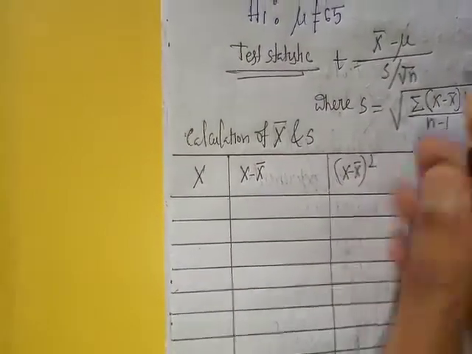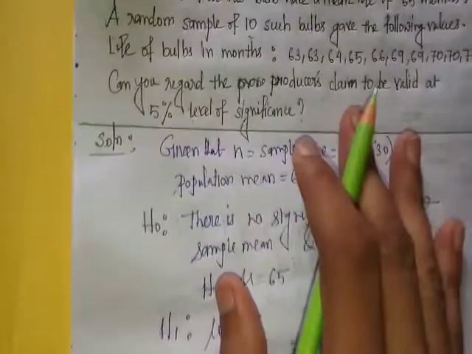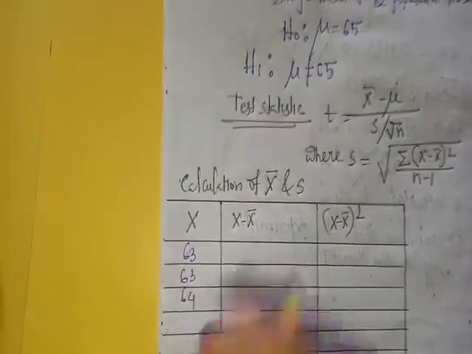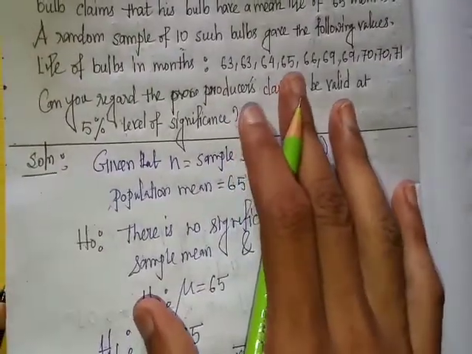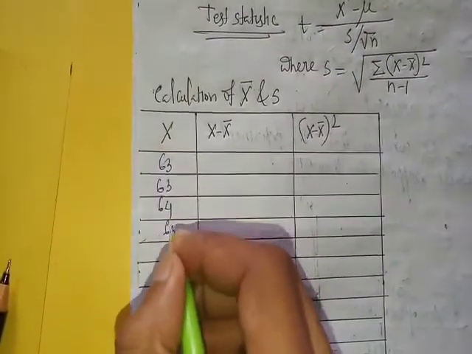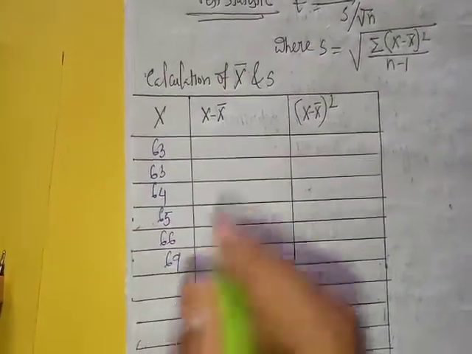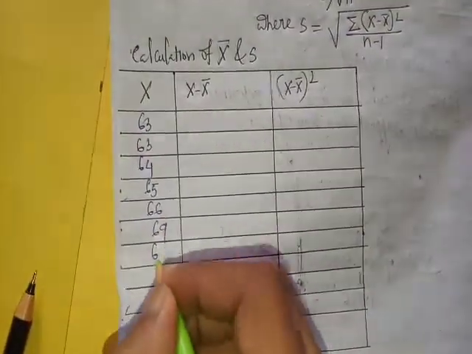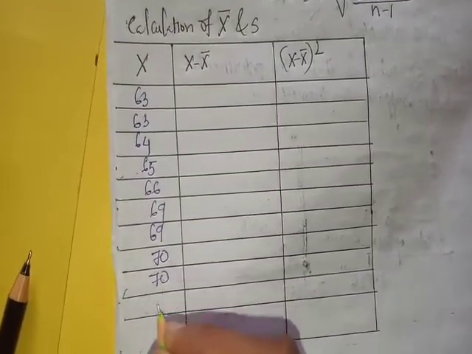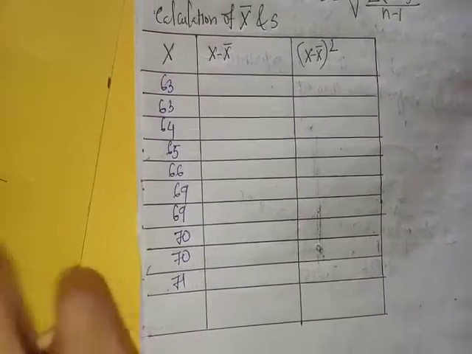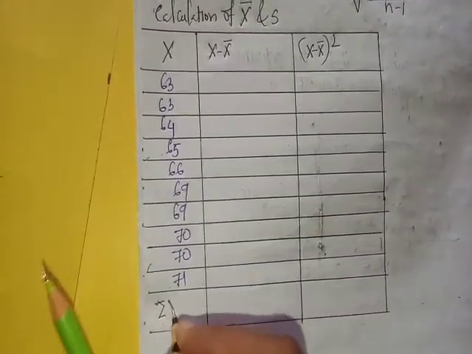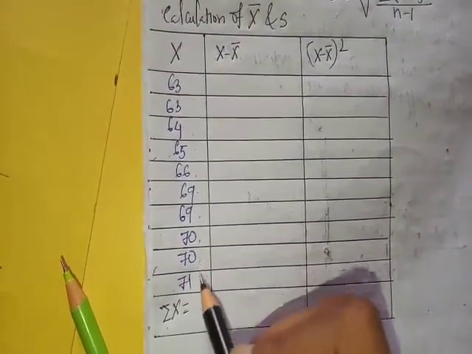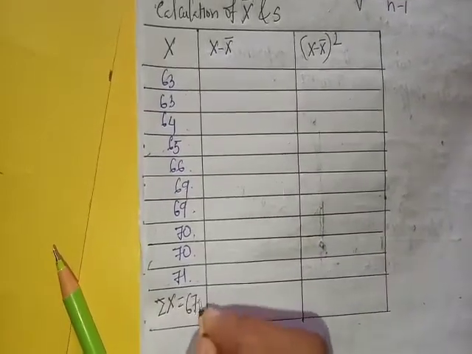So this is x, this is x minus x bar, this is x minus x bar whole square. Here x takes values 63, 63, 64, 65, 66, 69, 69, 70, 70, 71. So summation of x equals this plus this plus this, and so on, equal to 670.